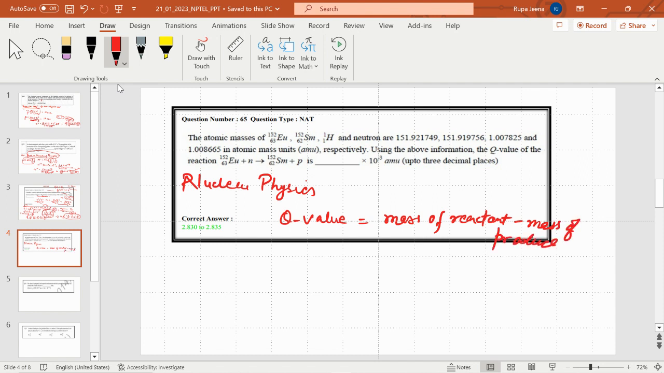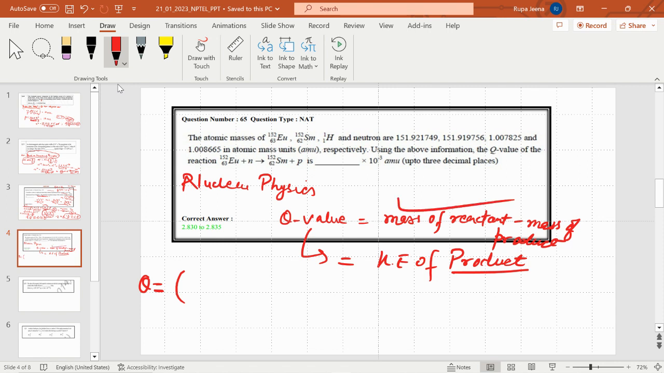And there is one more formula for Q value. The other formula is kinetic energy of product. Because in the question the mass is given, try to apply this formula. You will get the answer. And one more thing, it is given in AMU. So no need to multiply it with 931 and find out in MeV. It is given in AMU. So you just directly put these values and find out the answer.